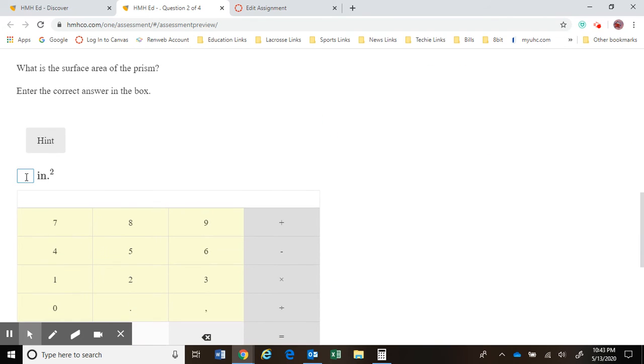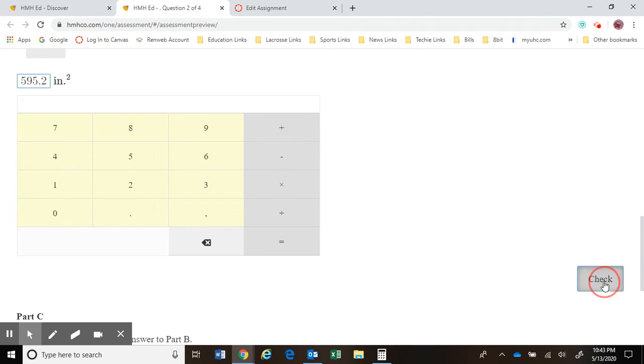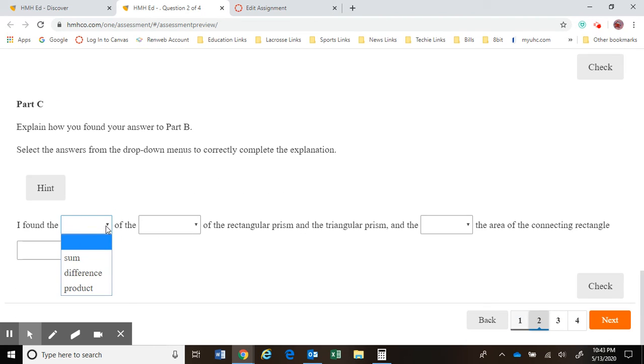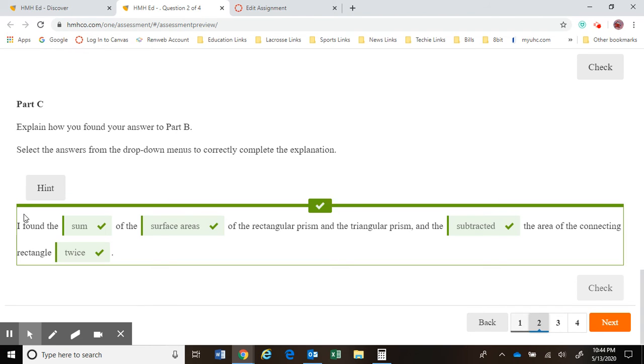All right, so I was looking for my answer, 595.2. Yay! All right, okay, now how did you find your answer to part B? Okay, what did we find here? So part C was explain how you found that part B. So I found the sum of the surface area. So I added the two surface areas. Basically, I took the surface area of the triangle and the surface area of the rectangle. But I showed you a little bit different way because I just found the surface area.